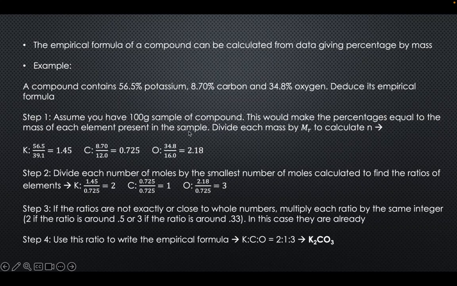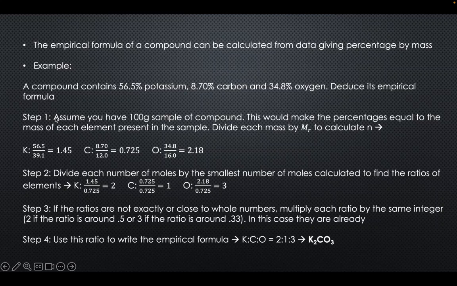Right, so now into something that's a bit trickier. The empirical formula of a compound can be calculated from data given as percentage by mass. So this is best explained with an example. A compound contains 56.5% potassium, 8.7% carbon, and 34.8% oxygen.